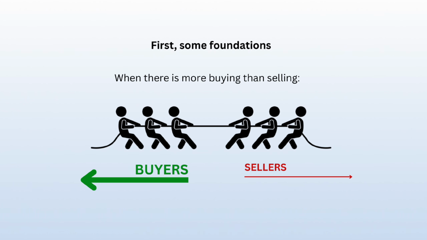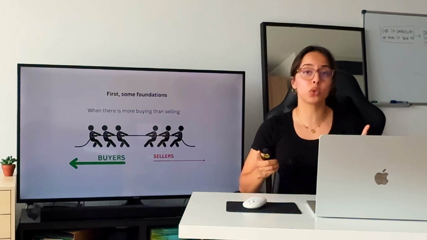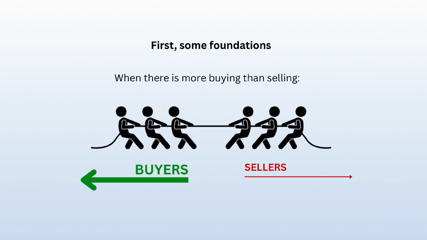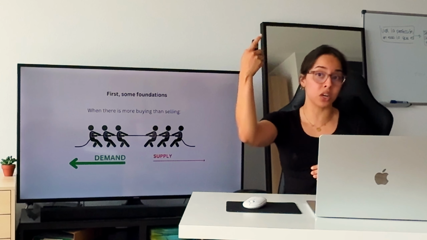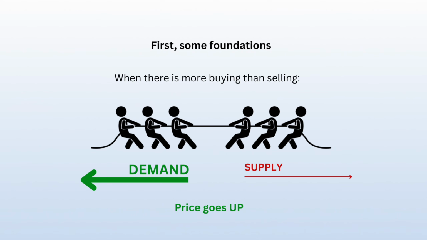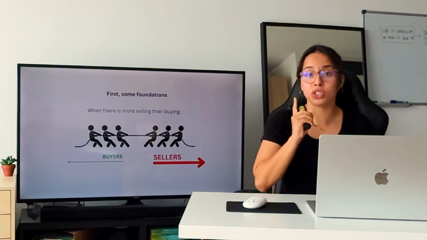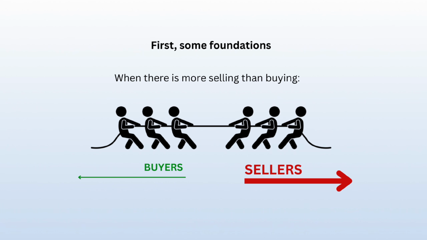Now, when there is more buying than selling, we can also translate this to demand and supply terms. When there are more buyers than sellers, we have a situation where there's more demand than supply. And what happens when demand is higher than supply? Does the price go up or does the price go down? The price goes up, which means that the reverse is true. When there is more selling than buying, that means that there is more supply than demand, which, surprise, surprise, what happens to the price then? If it doesn't go up, it goes down.